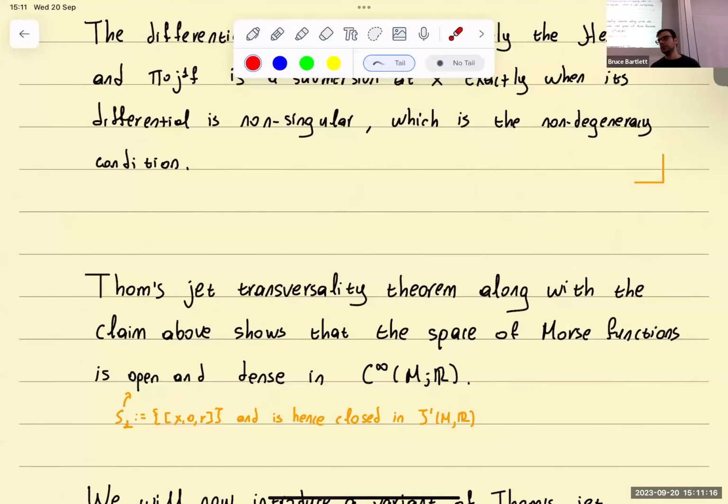And M is any smooth manifold. So for any smooth manifold, first of all, I can construct a Morse function, and second of all, any smooth function is in the space of smooth functions arbitrarily close to a Morse function.